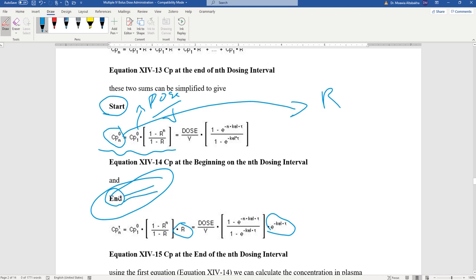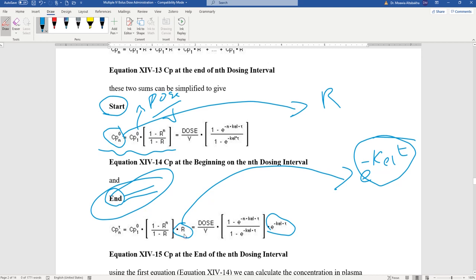Suppose I don't want the end. For example, let's say I want not after 6 hours, but after 2 hours from giving the end dose. Instead of using R here, I will use e to the power of minus KL times t. So the fraction remaining will not be R. The fraction remaining will be e to the power of minus KL times t if I'm using an earlier time.